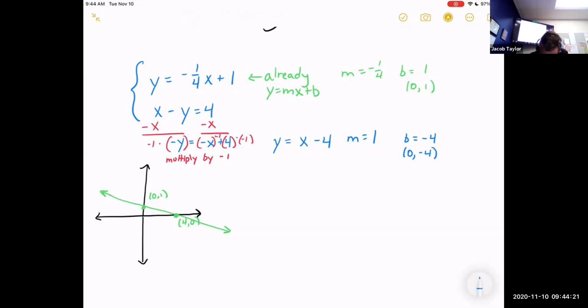So again, I'm going to estimate 0, negative 4, right there. A slope of 1 means up 1 and over 1. So up 1 and over 1, and continuing up 1 and over 1.